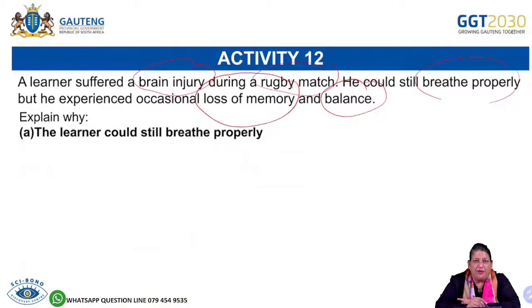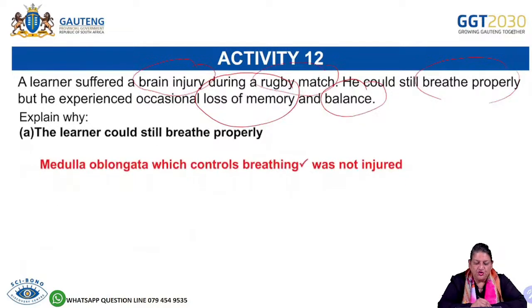He can breathe properly because, remember, when he suffered the brain injury, he could breathe because his medulla oblongata was not damaged. Can you see that? His medulla oblongata, which forms the lower part of the brain, was not damaged. That's why he can breathe properly. All right. So you're going to see here, the medulla oblongata, which controls breathing, was not injured. That's why he was able to breathe.